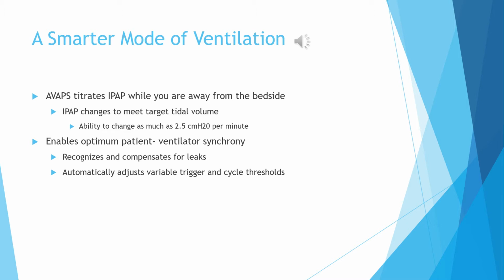AVAPS stands for Average Volume Assured Pressure Support. It is a non-invasive form of mechanical ventilation that adapts each breath to reach a target tidal volume. It is a smart mode that auto-titrates IPAP to reach a target tidal volume. It can change up to 2.5 centimeters of H2O per minute. It also compensates for leaks and adjusts trigger and cycle values to enable optimum patient-ventilator synchrony.